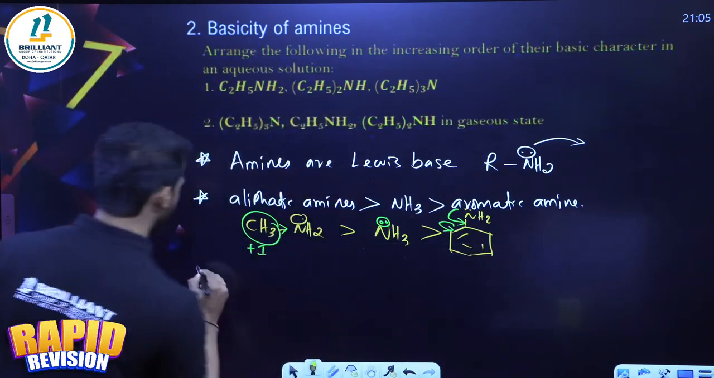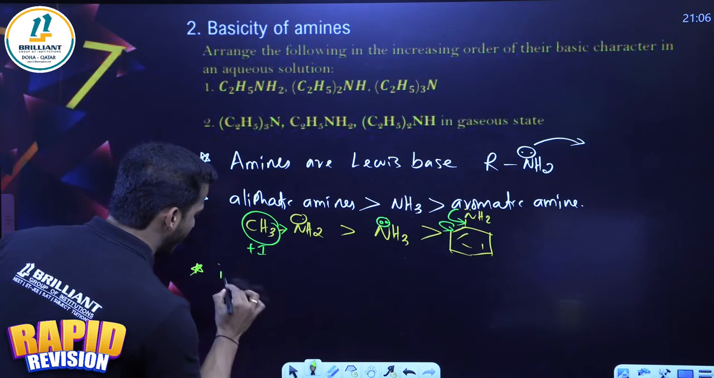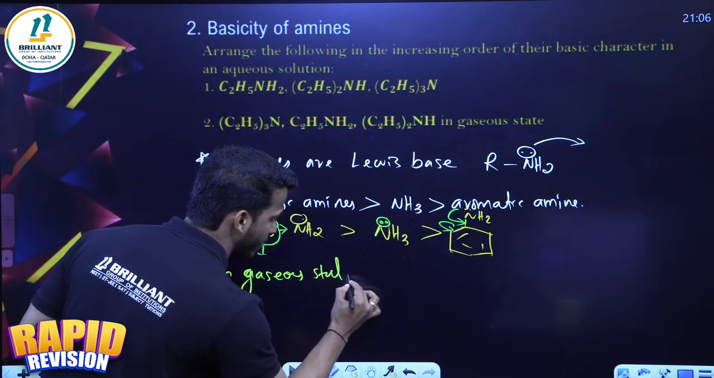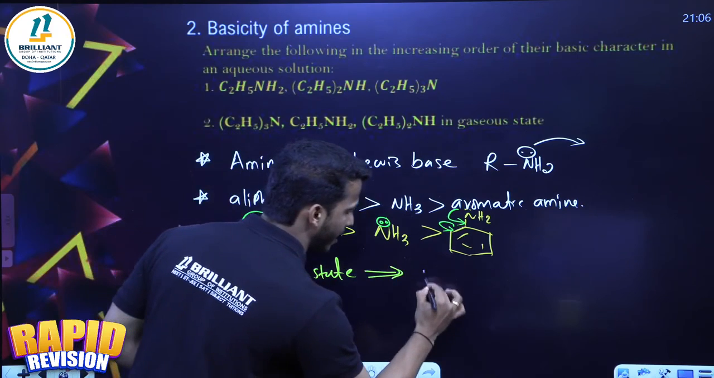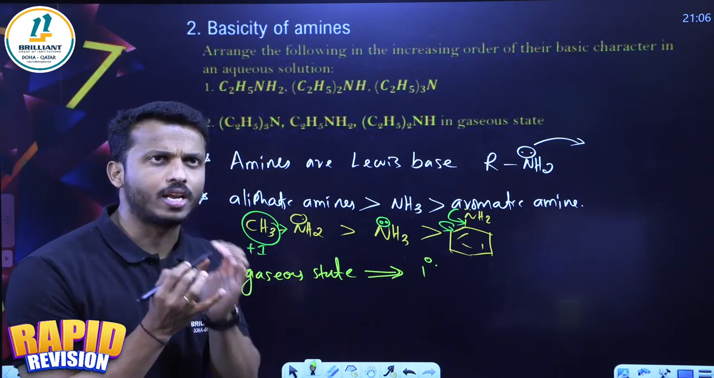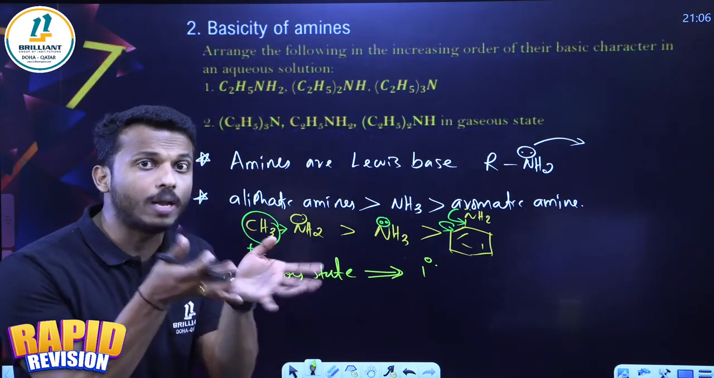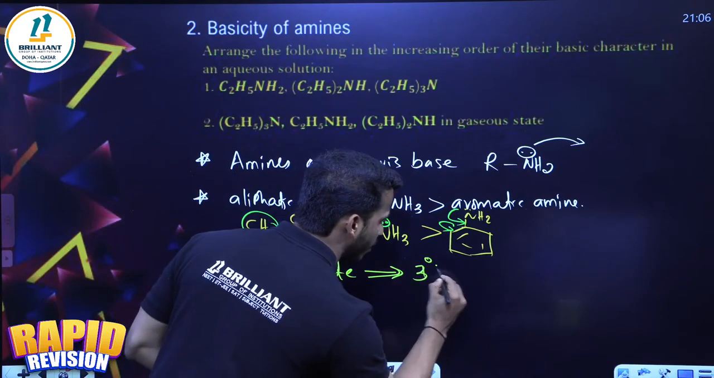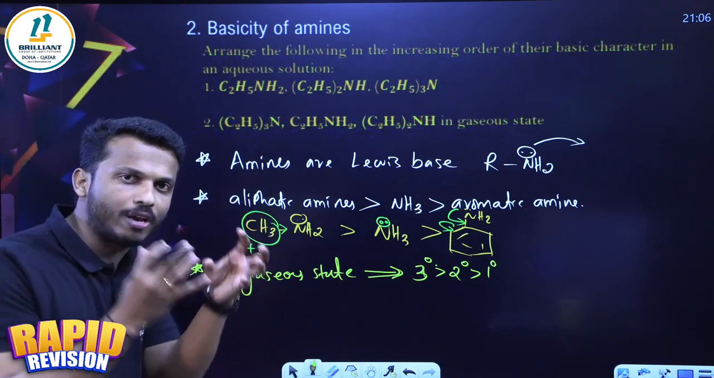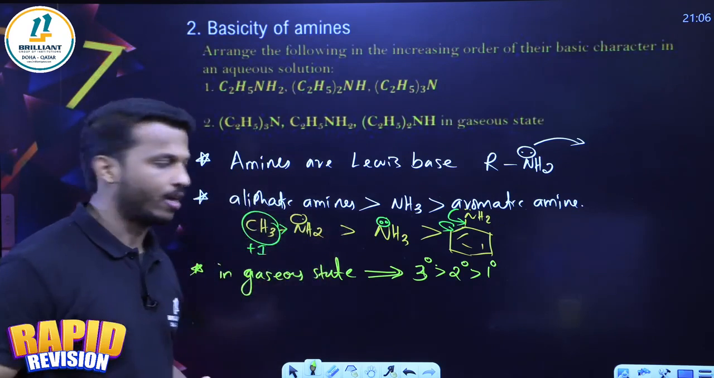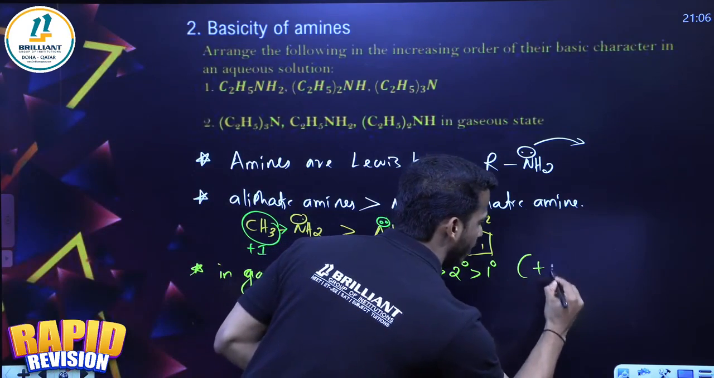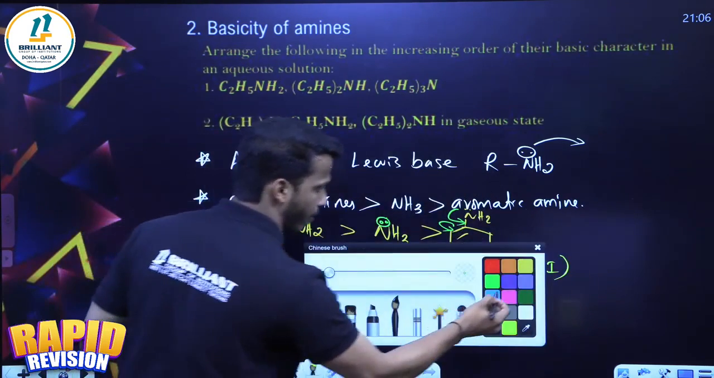Now, next one. In gaseous state, the order of basicity is considered. We are considering only the +I effect. Therefore, the order is tertiary greater than secondary greater than primary. The more donating groups there are, the more basic the character. So in gaseous state, we are considering only the +I effect, the donating power.